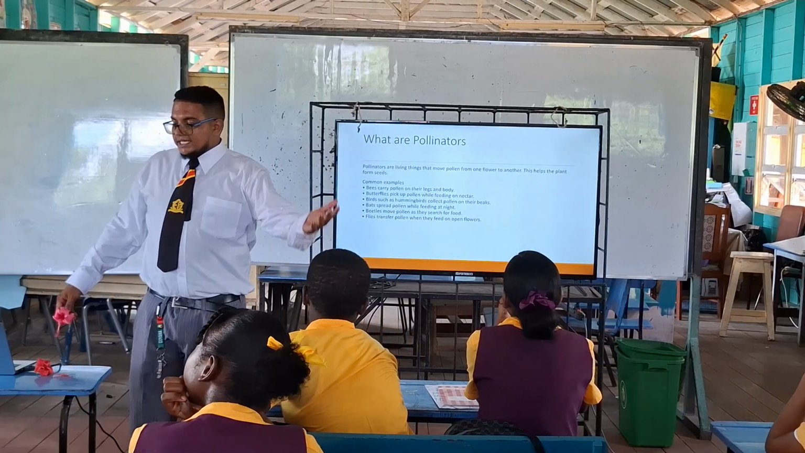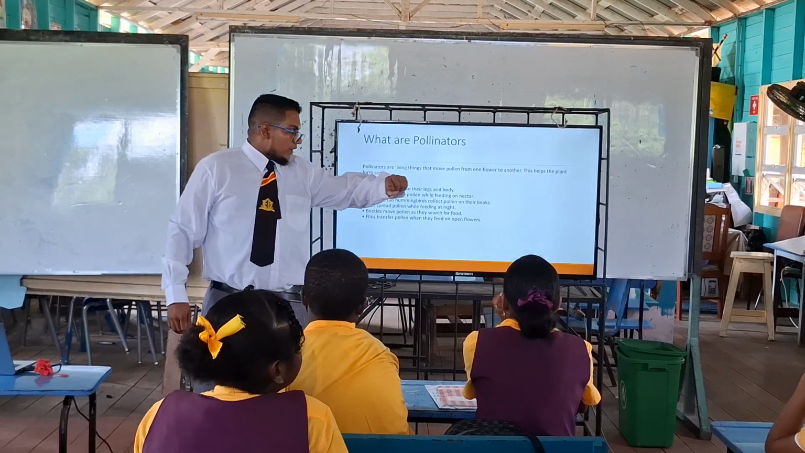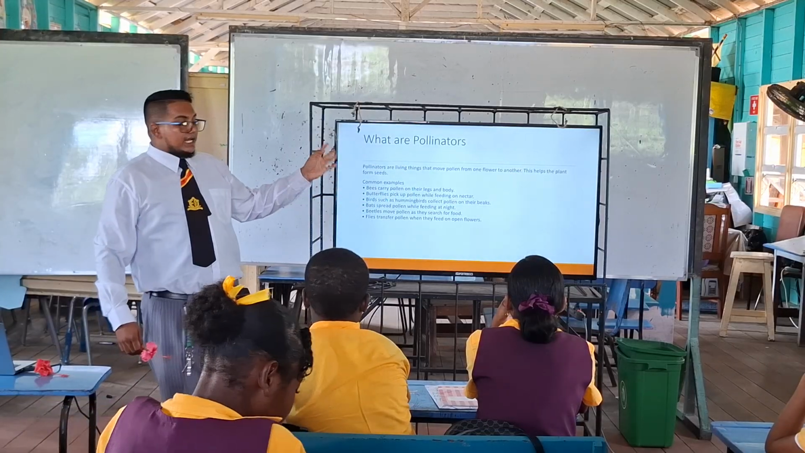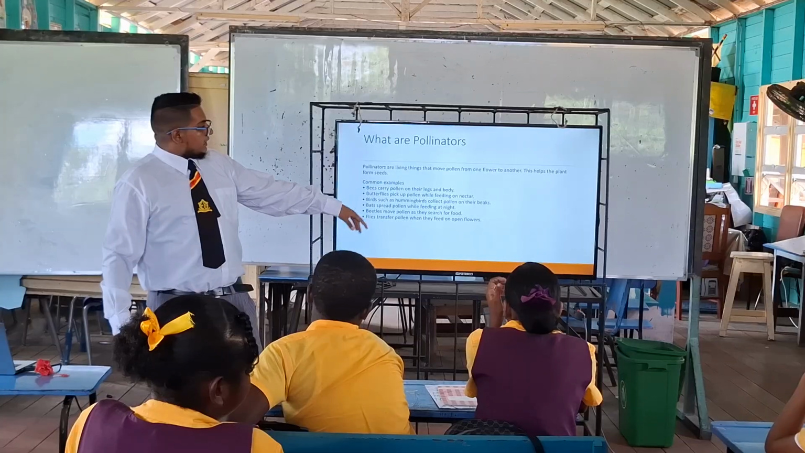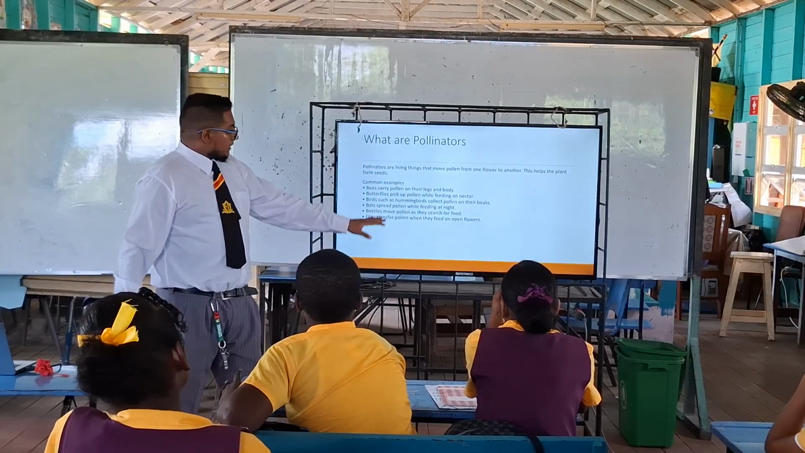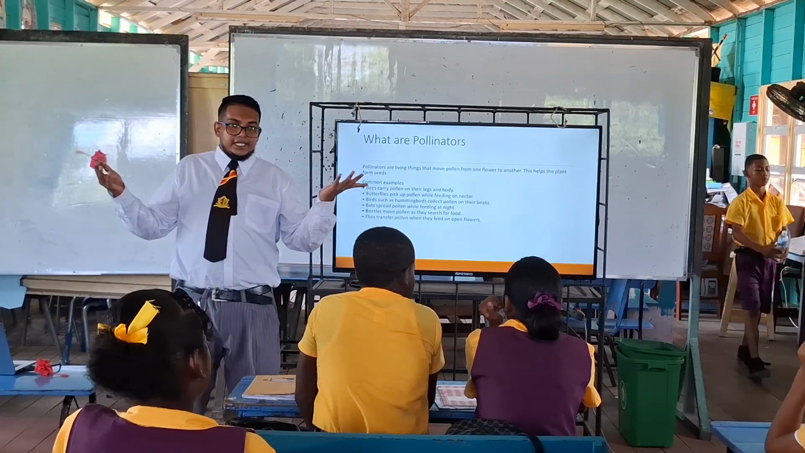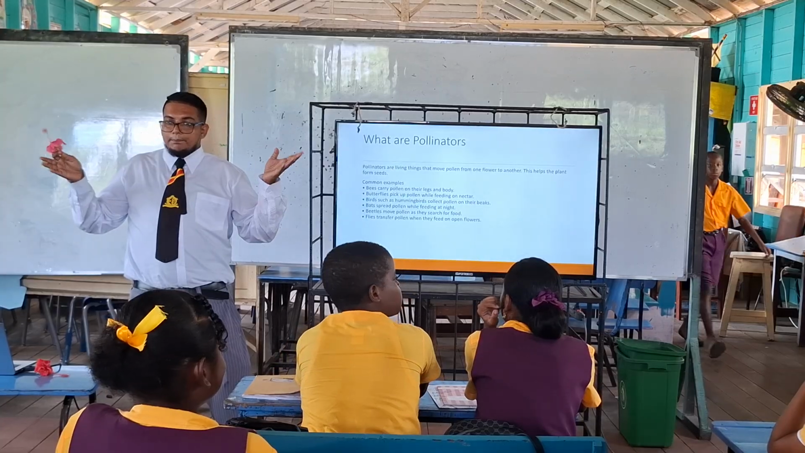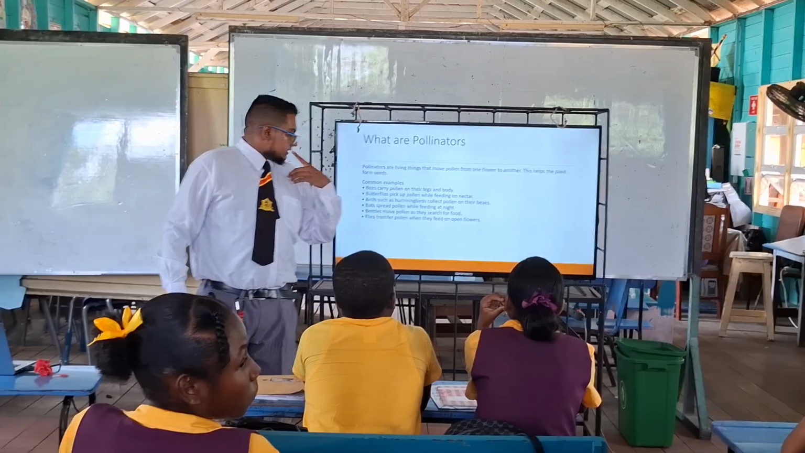So, what are pollinators? Pollinators are living things that move pollen grains from one flower to another. This helps the plants make seed, right? Common examples: bees carry pollen on their legs and body. Butterflies pick up pollen grains while feeding on nectar, and they have large wings. As they land on the flower, they flap and pick up pollen grains. Birds like hummingbirds collect pollen on their beaks.